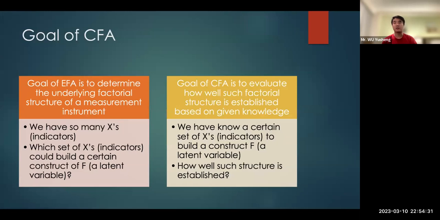So we can see the difference of the goal. The goal of EFA is to explore or determine the underlying factorial structure of a measurement instrument. We have so many Xs, and we try to determine which set of X will build a certain concept F. But in CFA, we already know this set of X will measure F. So the goal is to test whether such a construct is good or bad, that is, the fitness of this structure.